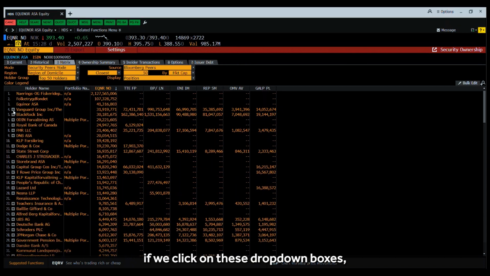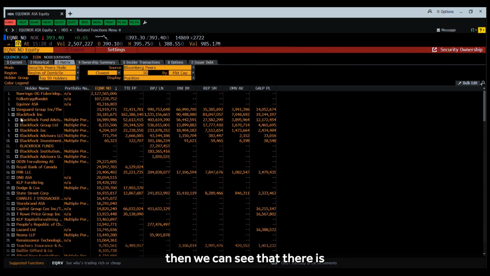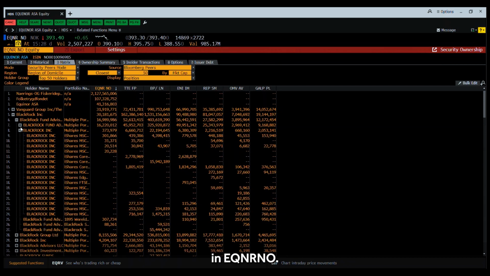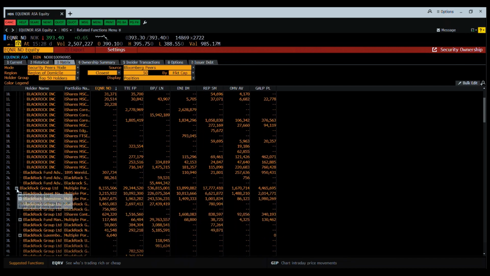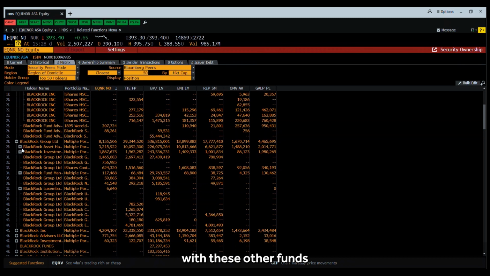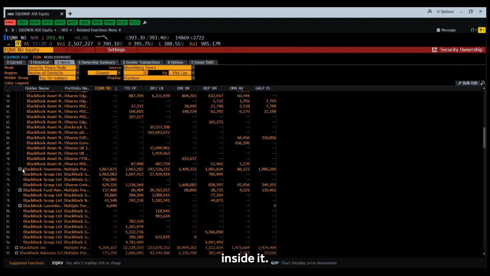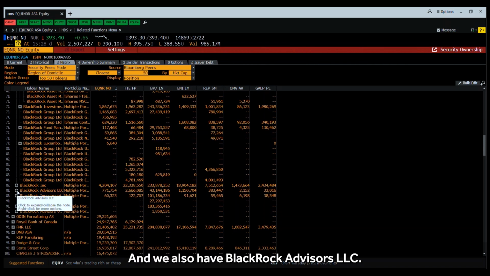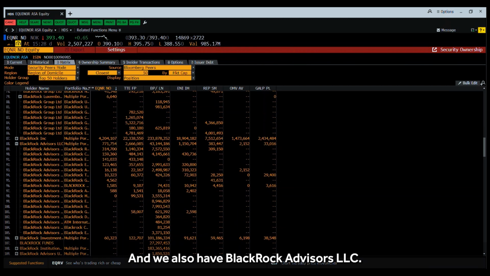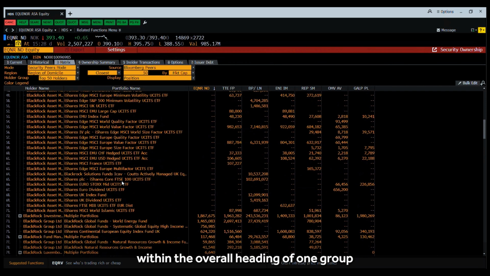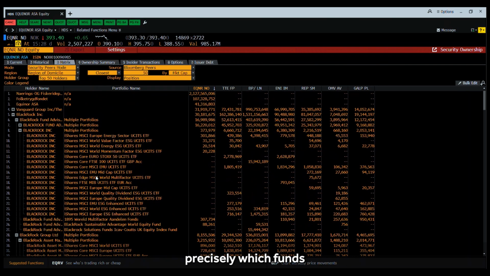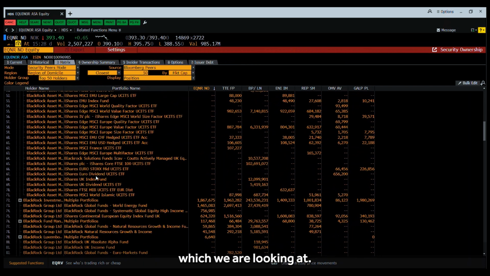Furthermore, if we click on these drop-down boxes, we can see which sub-elements of each asset owner own how much. So for instance, if we click on BlackRock, then we can see that there are several BlackRock funds which have their own stakes in Equinor. So here we have BlackRock Inc. Then there is BlackRock Group Limited with these other funds inside it. And we also have BlackRock Advisors LLC. So this helps us to see within the overall heading of one group precisely which funds have ownership stakes in the company which we are looking at.